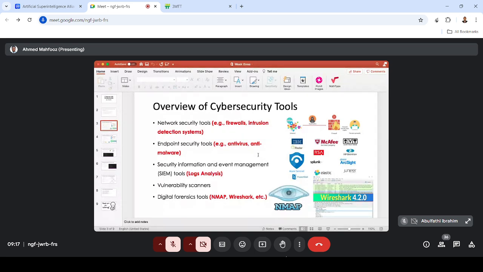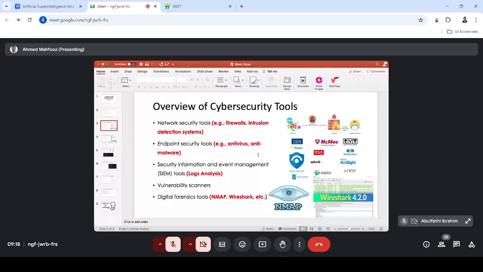Then you have a headquarter. You have a headquarter in Maiduguri, and you have another branch maybe in Bama. So maybe you can have a different network in Bama and a different network in Maiduguri. So you can use a firewall to have a segment between these two networks.